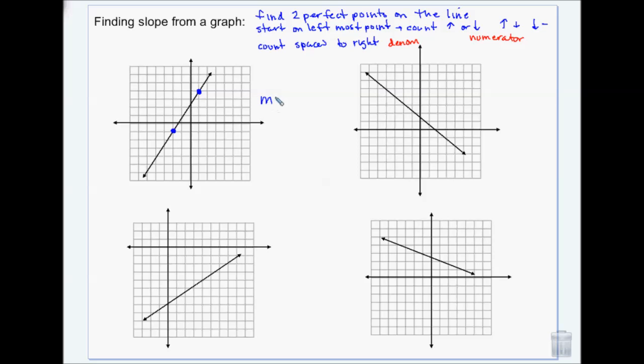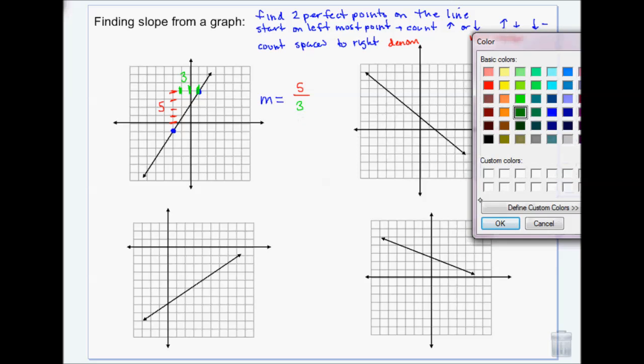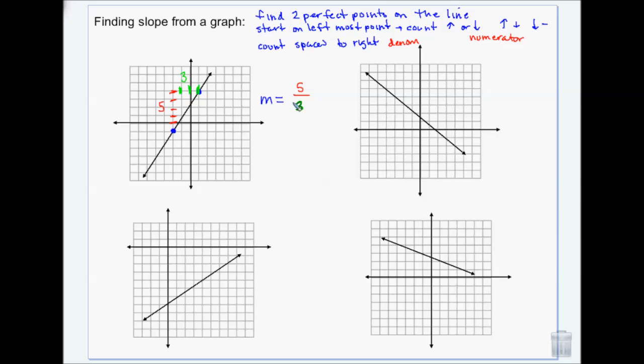Okay, so I'm going to count, and I'm going to go up 1, 2, 3, 4, 5. It's 5. So that's my numerator. And it's positive because I went up. And then I'm going to count 1, 2, 3. So that's my denominator. So my slope is 5 thirds. That 3 doesn't show up as a separate number. So I went up 5 and then I went right 3.